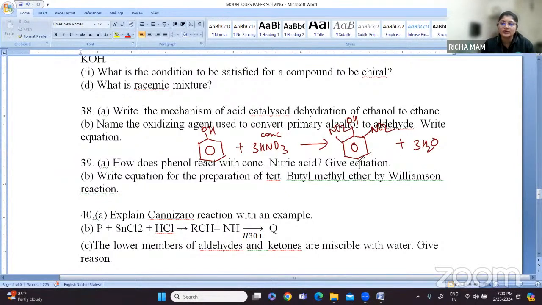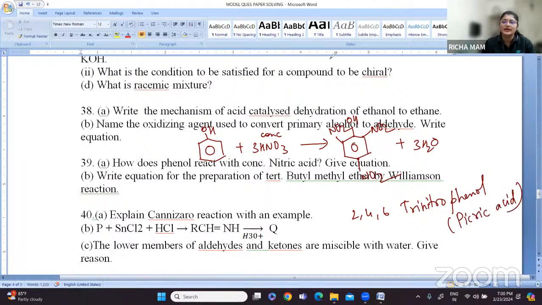With NO2 groups, what you will get is 2,4,6-trinitrophenol, and the name is picric acid. So this is the reaction of phenol with concentrated nitric acid. What will be the equation? The final product is 2,4,6-trinitrophenol. Then the next question: write the equation for the preparation of tertiary butyl methyl ether by Williamson's reaction.